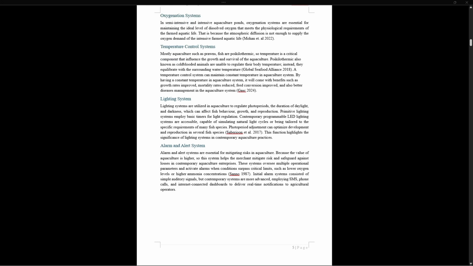Next, we have the lighting system. The lighting system is an automation which adjusts daylight hours, affecting fish growth and behavior. It has advanced LED systems which simulate natural light cycles for species-specific requirements, supporting growth and reproduction.